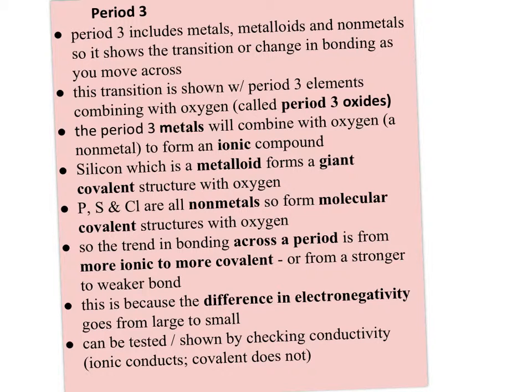And if you look at the difference in electronegativity, you go from a large difference in electronegativity, meaning it's very ionic, to a very small difference, meaning it's very close to being a true polar covalent bond. And an easy way to test for how ionic a substance is, you dissolve it in water and check the conductivity. Ionic compounds, of course, should have good conductivity, whereas the covalent compounds, even as aqueous solutions, will not have much conductivity, if any at all.